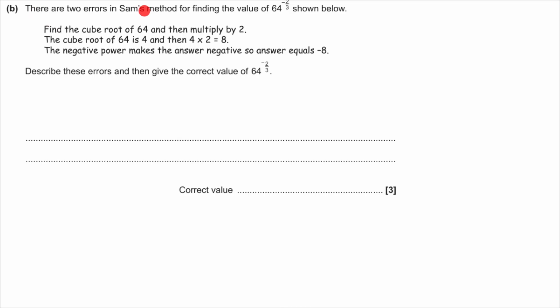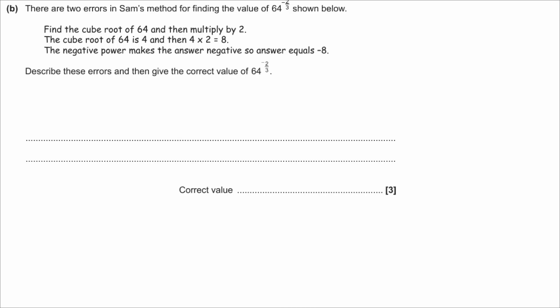There are 2 errors in Sam's method for finding the value of 64 to the power of negative 2/3 shown below. Okay, so this is his method. Find the cube root of 64 and then multiply by 2. That's going to be wrong. I'll show you why in a second. And the cube root of 64 is 4, and the 4 times 2, right? When you get this kind of question, describe these errors and then give the correct value. Just go through it how you would do it, the correct way, and then you're going to see what the errors are going to be.